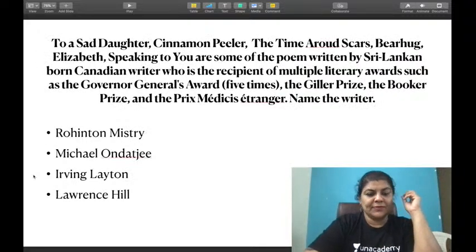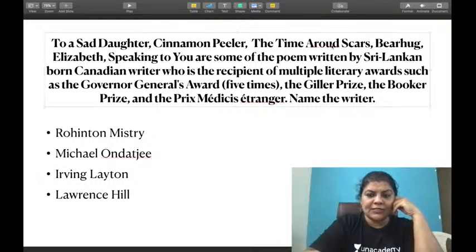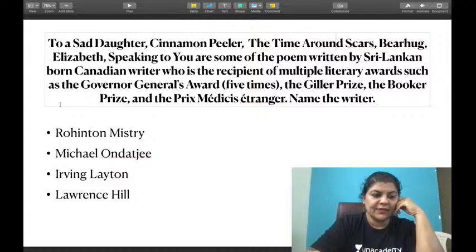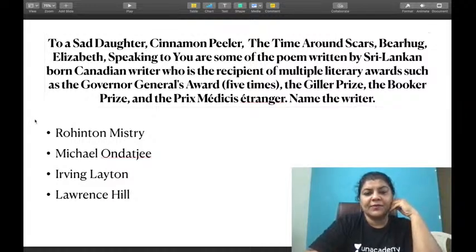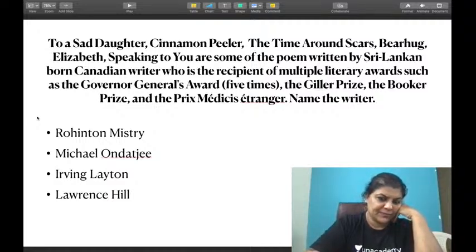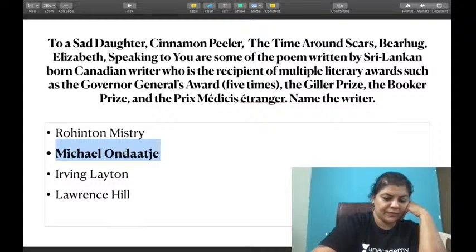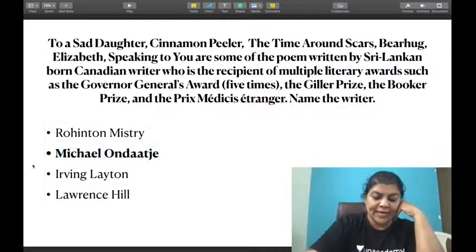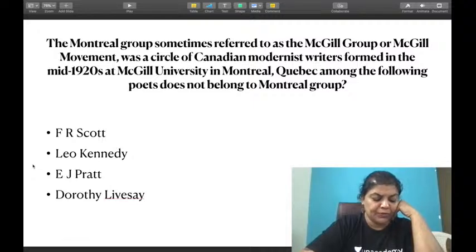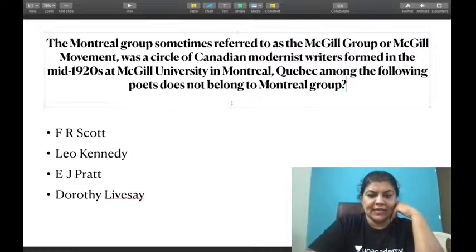To a Sad Daughter, Cinnamon Peeler, The Time Around Scars, Bear Hug. All these are books by which writer? Everybody would know. Cinnamon Peeler, we always ask. Michael Ondaatje.